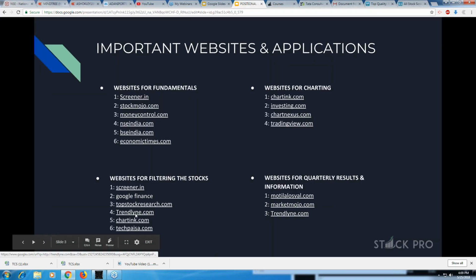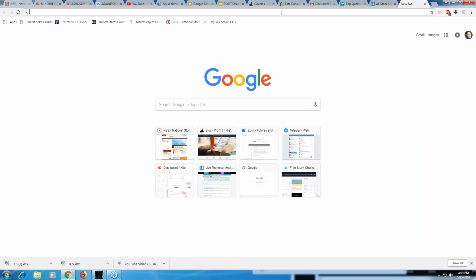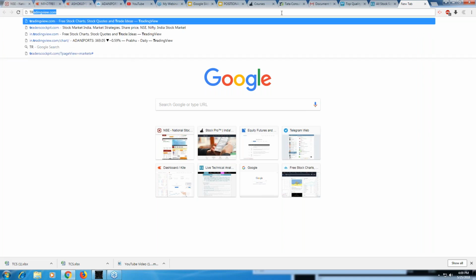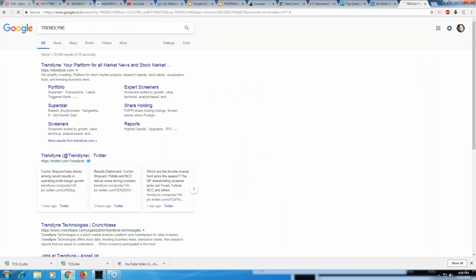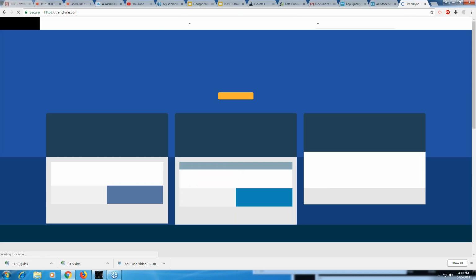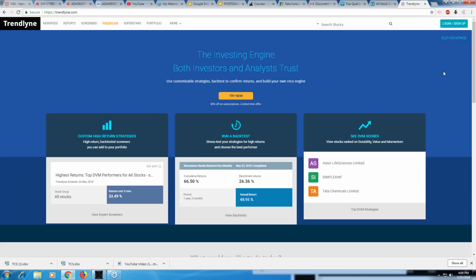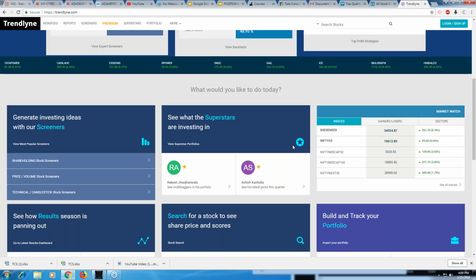Then we have Trendline, right? Trendline, we used to have a lot of scanners earlier, but we have shifted all of them to charting. Why? Because Trendline has now become paid. This is no more a free software.